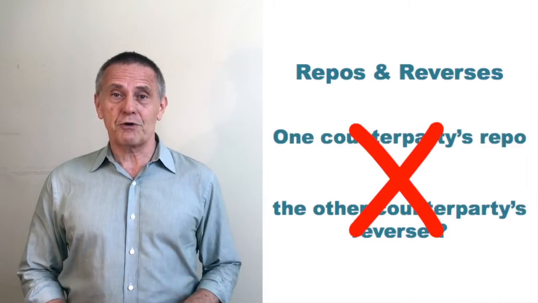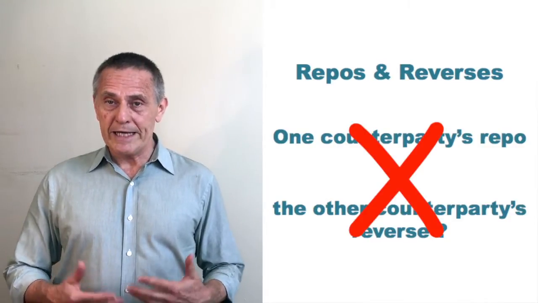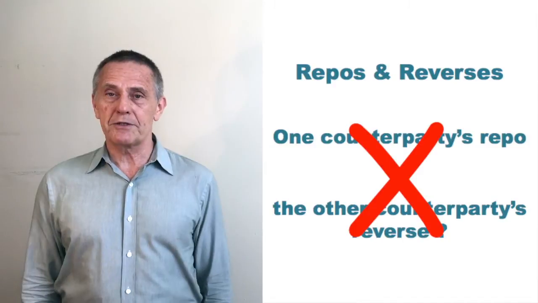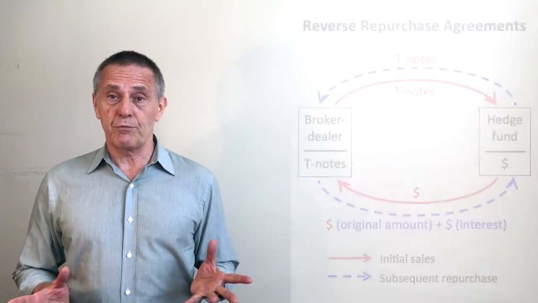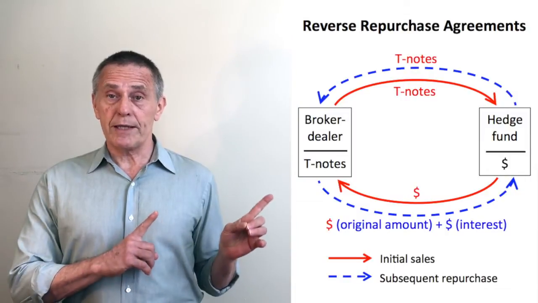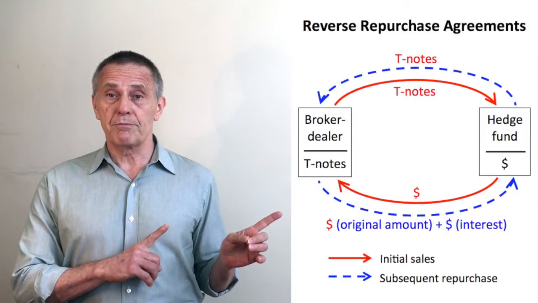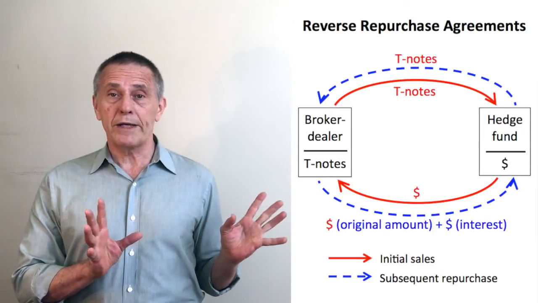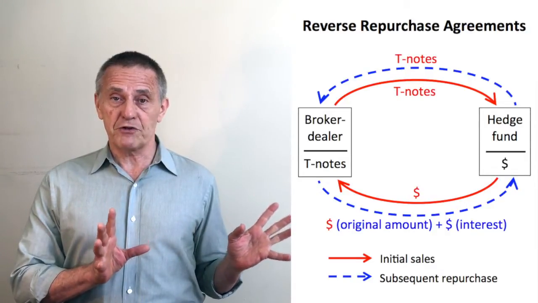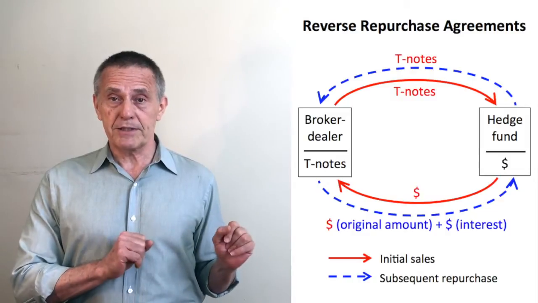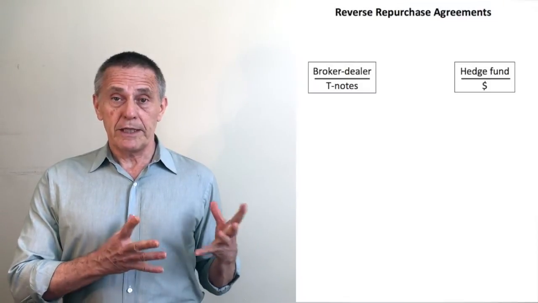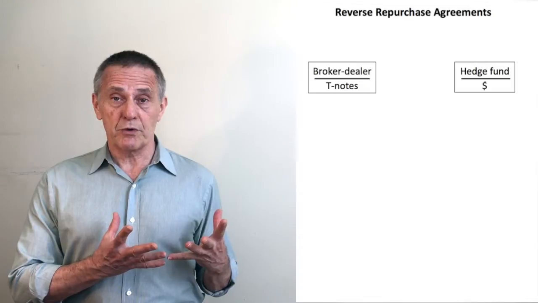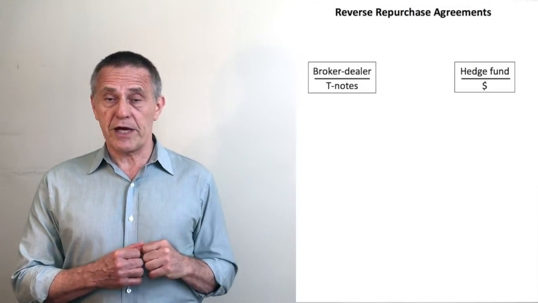But let's look at the structure of the transactions before we dig into that little bit of terminology in some detail. So what's a reverse repurchase agreement? Well, like a repo, it's a transaction between two counterparties. And while again the counterparties, as in a repo, can be drawn from a wide range of different financial market participants, let's make this a specific example. Let's say on one side of the transaction we have a broker-dealer, on the other side of the transaction a hedge fund.